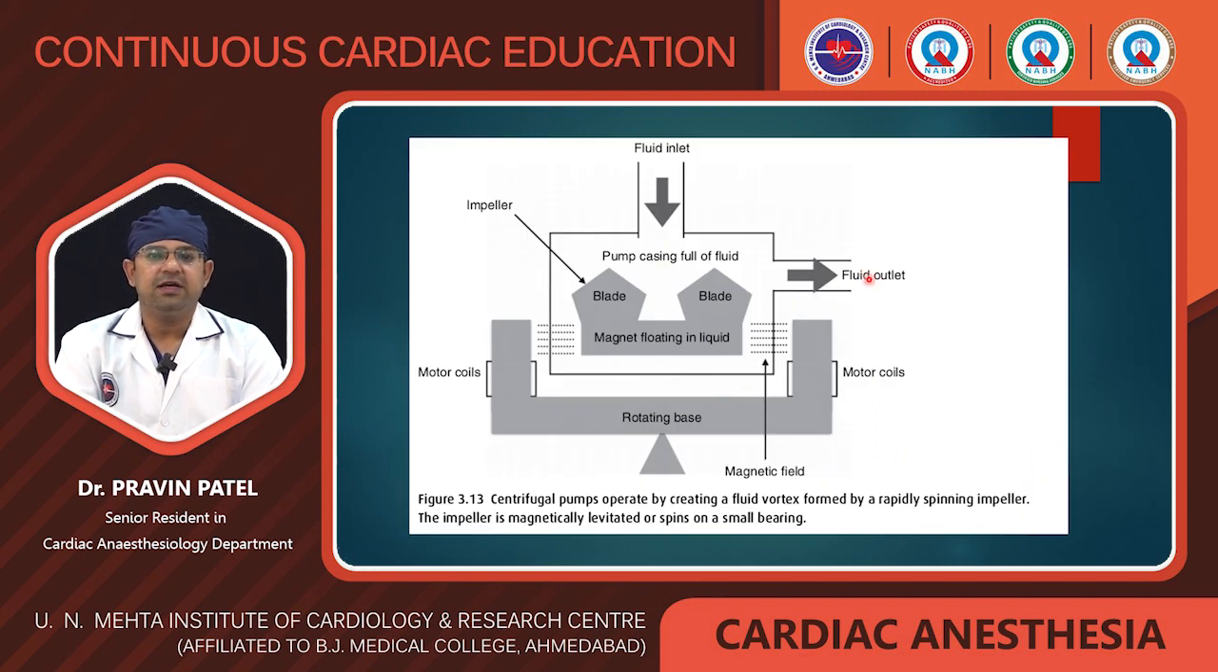This is the overall cut diagram of the centrifugal pump, where the blood comes from the top. This is the inlet. This is the magnetically levitated centrifugal pump, where the magnet is floating in a liquid. These are the impeller blades, which are equidistant. The blood comes from the inlet, rotates with the impeller disc and goes out through the outlet. The important thing in the magnetically levitated centrifugal pump, as compared to the bearing, is that the contact time is very less, and hence the chances of hemolysis are also very less, and the inflammatory response is also decreased.